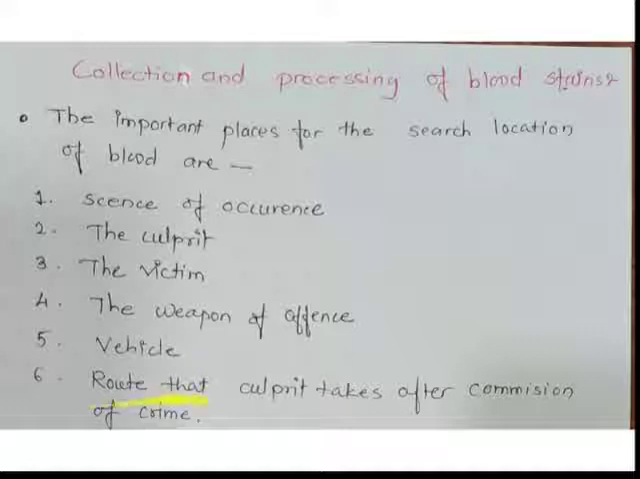Then the last one is the route that the culprit takes after commission of the crime. When anyone has committed a murder and moves from that place, he has taken a route, and that route may show us blood stains. So these are the six places or locations where we can get blood stains.